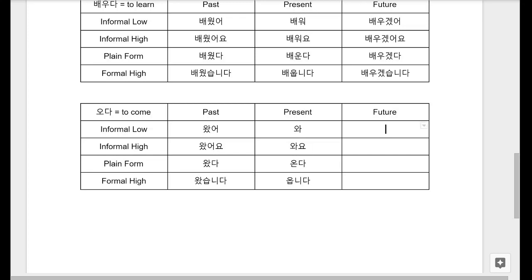The future tense is the same in every case as we saw before, but again, different because of the different endings that we see here because of the formalities. It's going to be 오겠어, 오겠어요, 오겠다, and 오겠습니다.